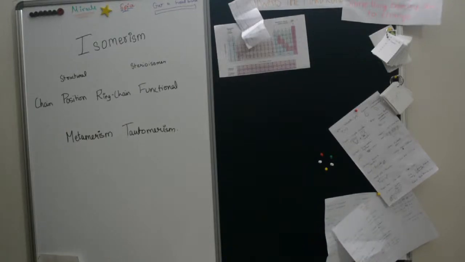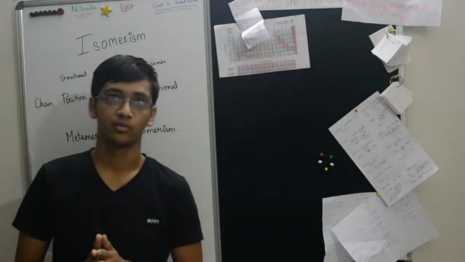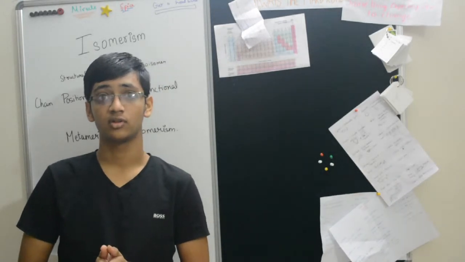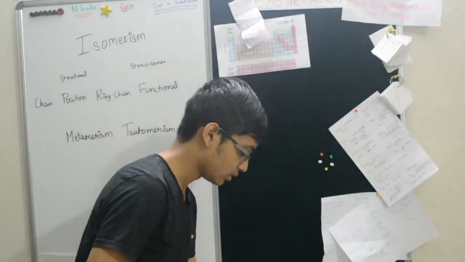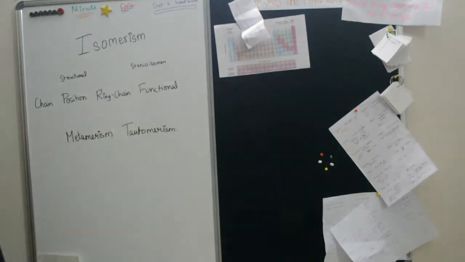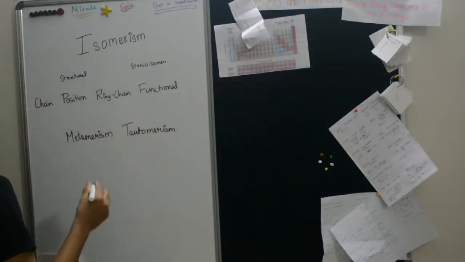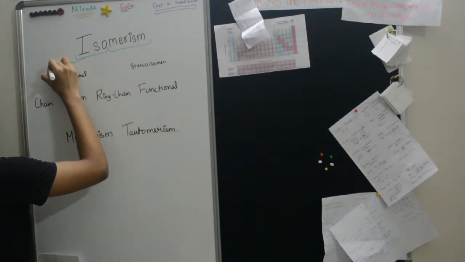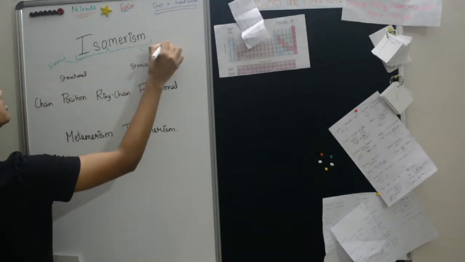So now let's start with a new topic called isomerism. Isomerism is a topic of organic chemistry, and let's get right into it. So first of all, what is an isomer? Isomer is composed of two words, iso and mer. Iso means similar and mer means structure.